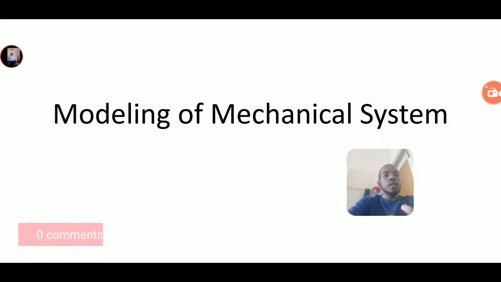In the previous class we have seen the introduction to control systems. So today we are going to see modeling of the mechanical system. This is one of the portions in control systems. Modeling of the mechanical system is our today's title.